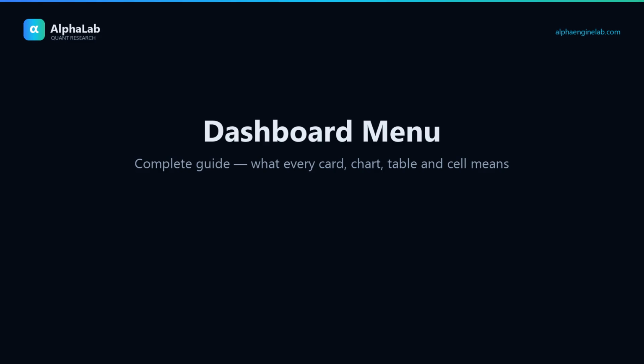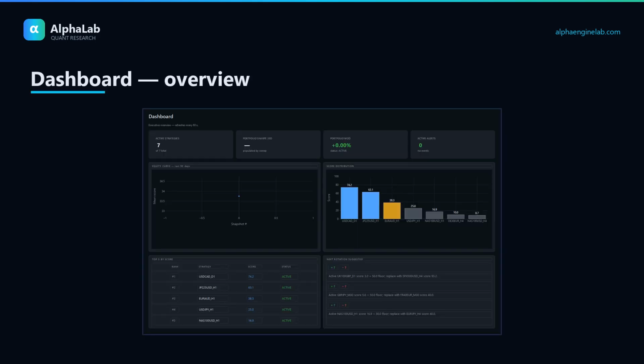Welcome to the tutorial for AlphaLab's dashboard menu. It's the executive view. At a glance, it tells you how many strategies are active, how your portfolio risk is doing, which strategies score best, and which rotations the system suggests. We'll walk through every card, every chart, every table column, and every panel one by one, so you have no doubts. The dashboard is laid out in 3 rows.